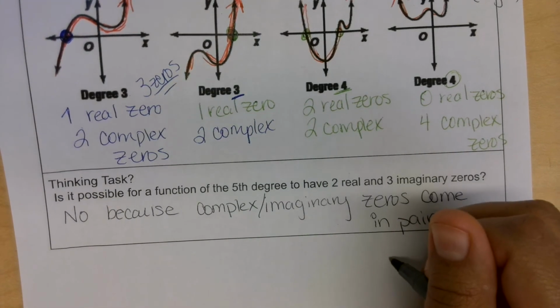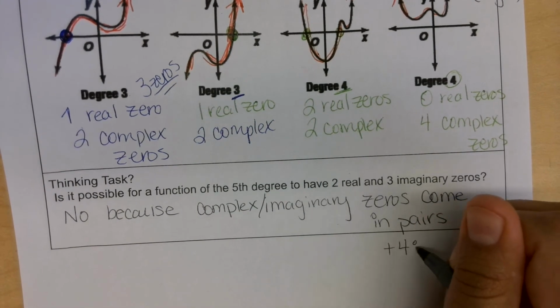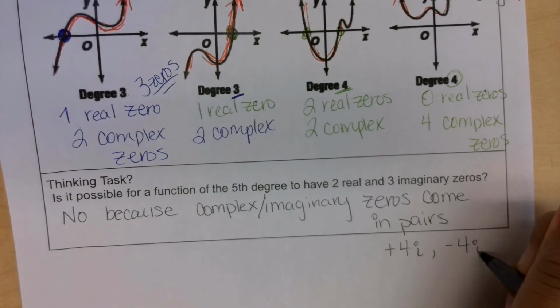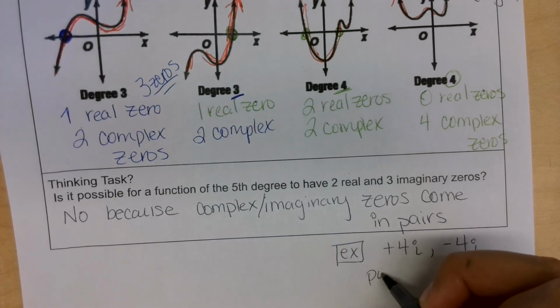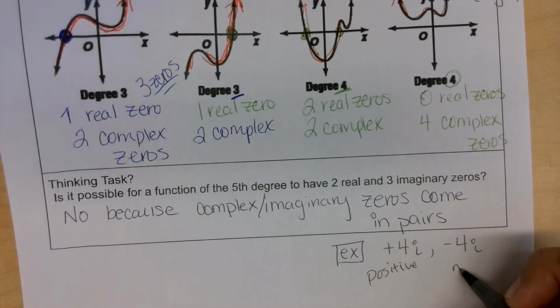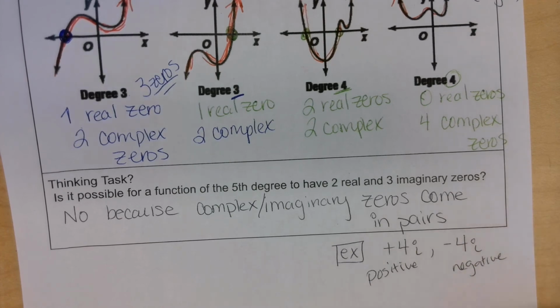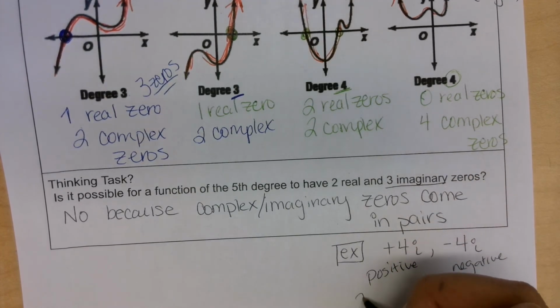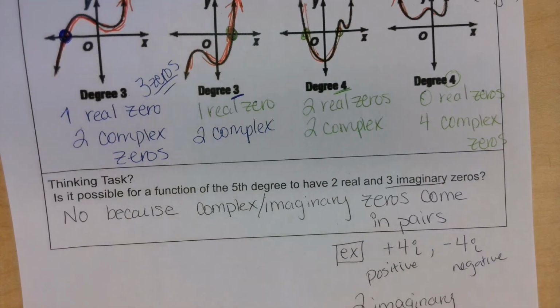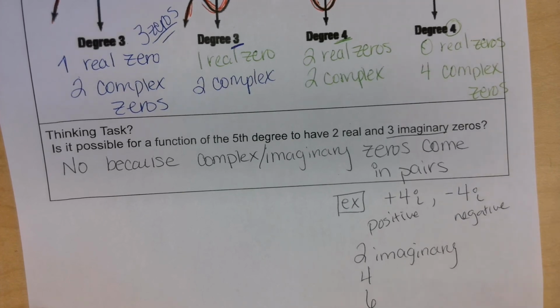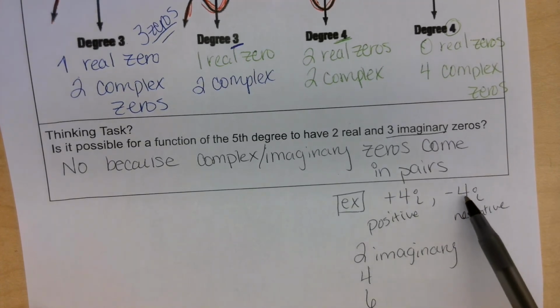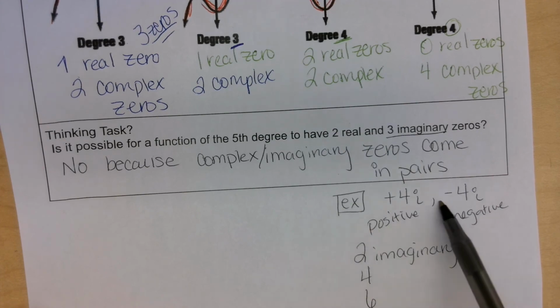Meaning that if you have, for example, a positive 4i, you're going to have a negative 4i. Again, this is just an example that I made up. So you're always going to have a positive 1 and you're always going to have a negative 1. So the only number of imaginary zeros you can have is either 2 imaginary or 4 imaginary or 6, and you continue that way because they have to come in pairs, because you always have a positive and you always have a negative.